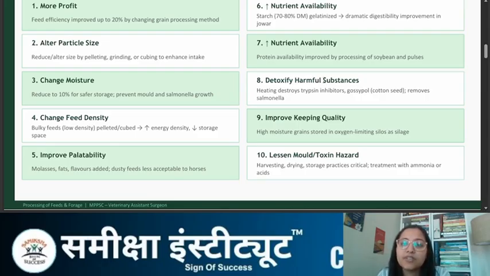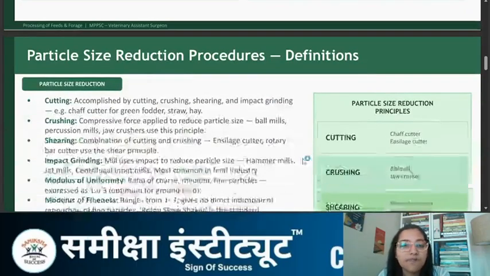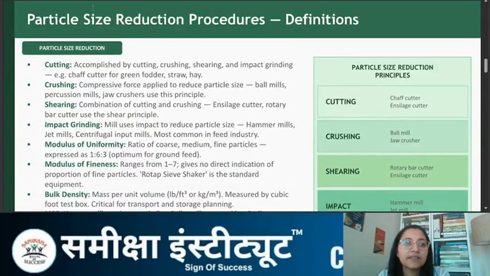Then to detoxify harmful substances: trypsin inhibitors, gossypol in cottonseed feed, and it also removes salmonella. Then to improve the keeping quality, preservatives are sometimes added. Even the moisture content is reduced to improve the keeping quality or the shelf stability. Then to lessen the mold and toxins, harvesting, drying, storage practices, and critical treatment with ammonia or acid sometimes also reduce the mold or toxin hazards. Then we begin our introduction to the particle size reduction procedures.